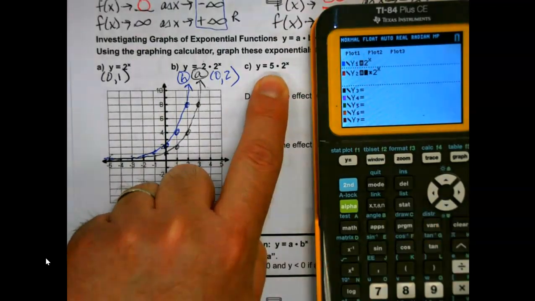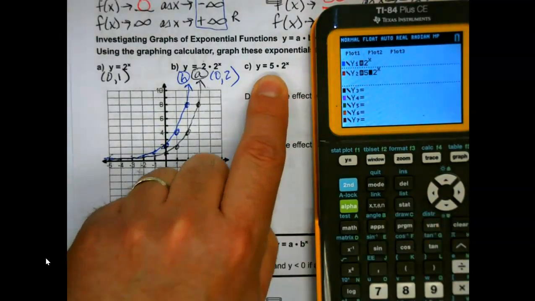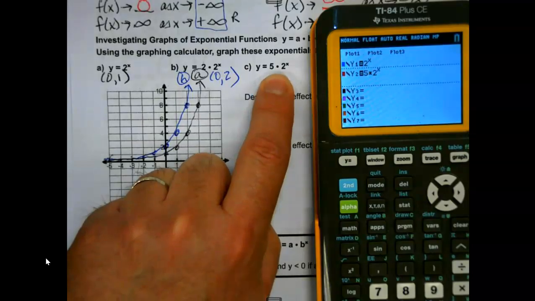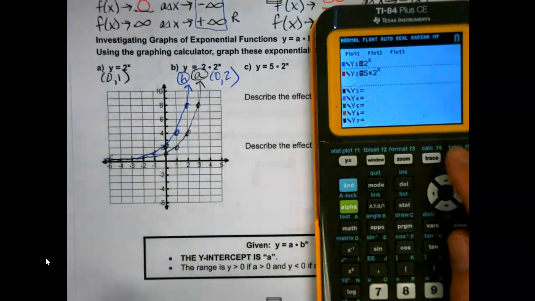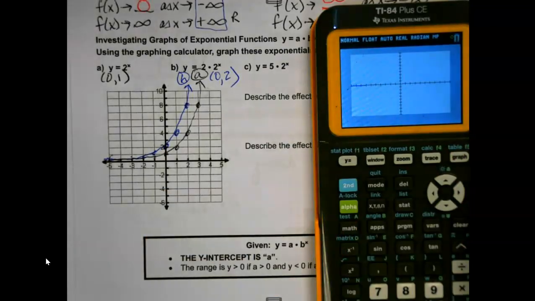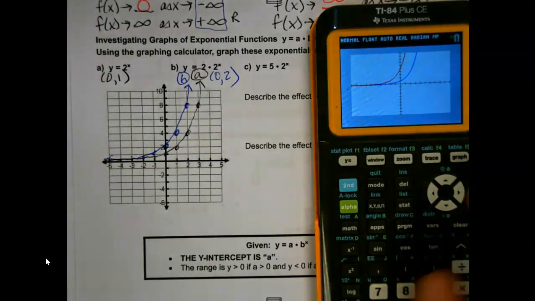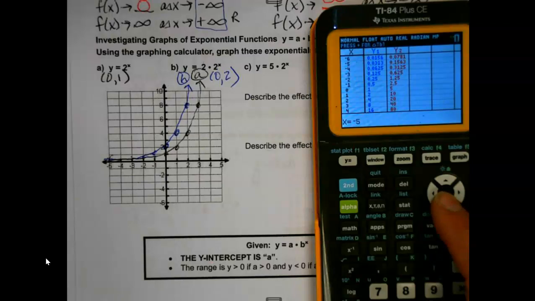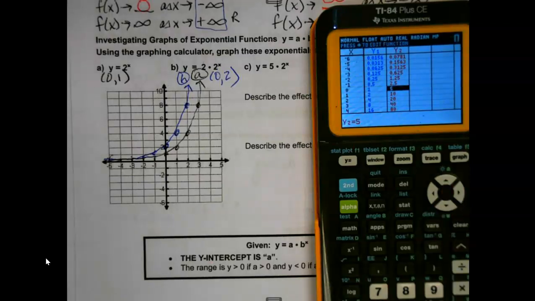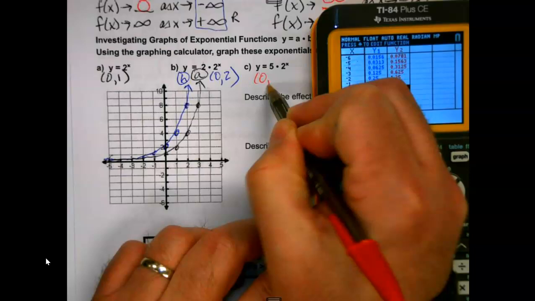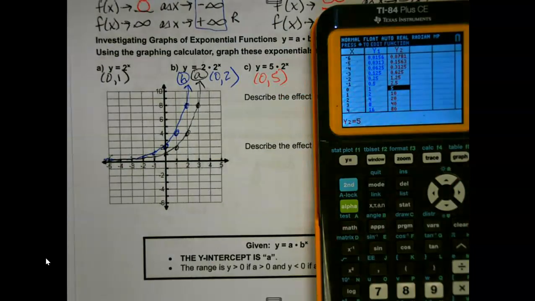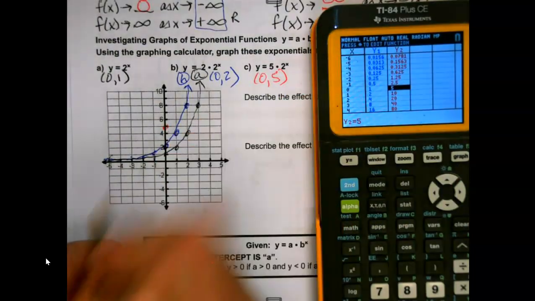So if we go to C, I'm just going to change. I'm not going to put 3 of them on here at once. That's getting too busy for me. So 5 times 2 to the x. So actually, I want to look at the graph of this for a minute, and then we'll pull the chart back up. So there's my base graph. Here comes 5 times 2 to the x. Notice where it crosses the y-axis. This one crosses at 0, 5.